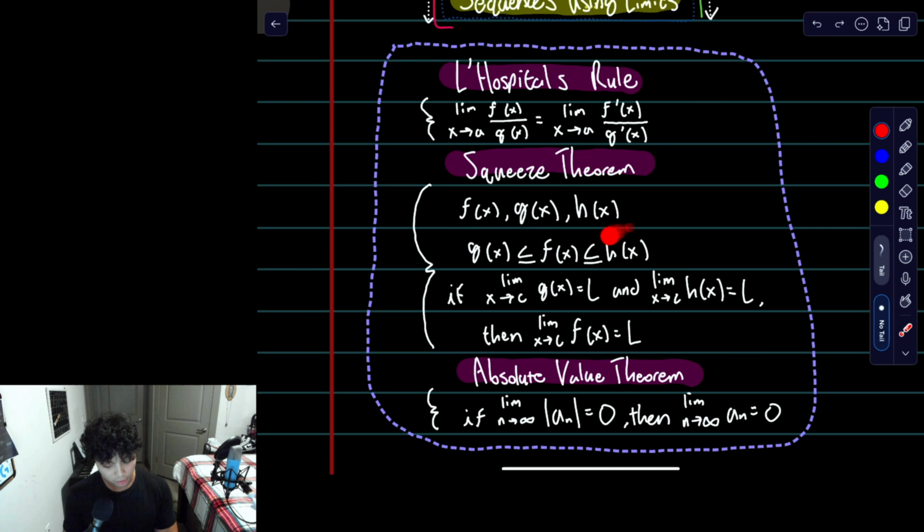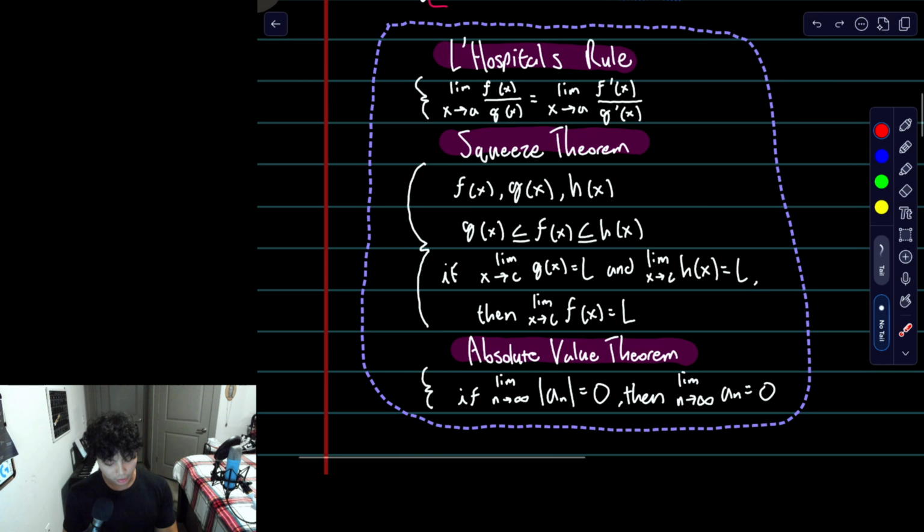2 being Squeeze theorem, where let's say you're comparing g of x, f of x, and h of x, mainly g of x and h of x, and if g of x and h of x equal the same exact thing, then your f of x is also going to equal that thing. For example, if your g of x's limit equals L, and your h of x's limit equals L, then your f of x's limit will equal L.